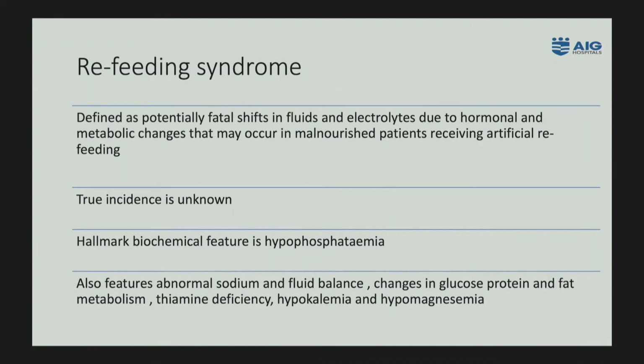The incidence of refeeding syndrome in perioperative patients is truly unknown, but when you look at the biochemical markers and notice low phosphorus, hypophosphatemia, then the incidence is known to be 0.4%. The hallmark biochemical feature is hypophosphatemia, which also accompanies abnormal sodium and fluid balances and changes in glucose, protein, and fat metabolism. Thiamine deficiency is very important, along with hypokalemia and hypomagnesemia.